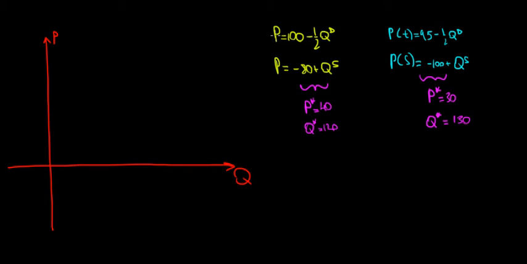For instance, the price from the demand side is 100 minus 1/2 quantity demanded. So the price intercept is going to be 100. The slope is going to be a half, so it's going to be relatively flat, something like that. The quantity intercept is going to be 200, the most that can be sold on the market.